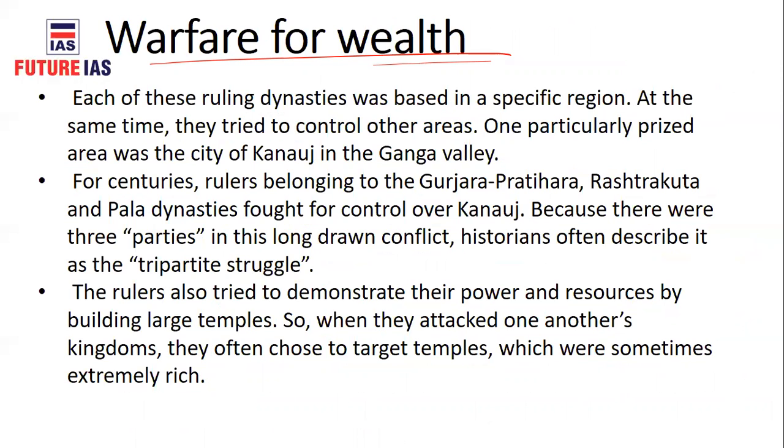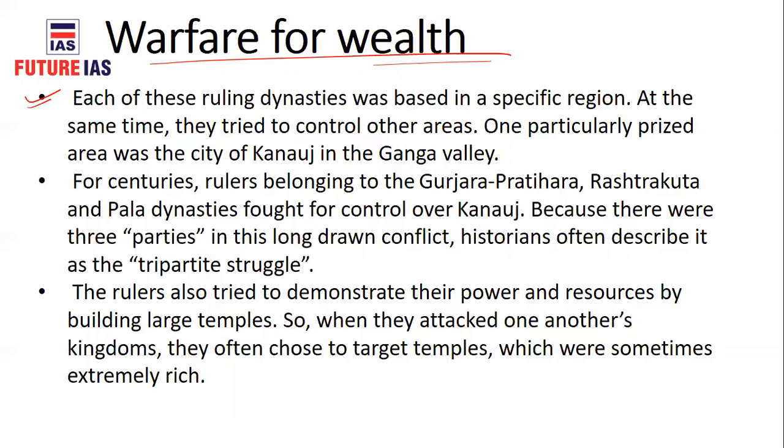There was warfare, or there were wars for wealth. During that period, the ruling dynasties were based in a specific region, so they tried to control the region lying nearby, even distant lands also. And often the particularly prized area was the city of Kannauj in the Ganga Valley.